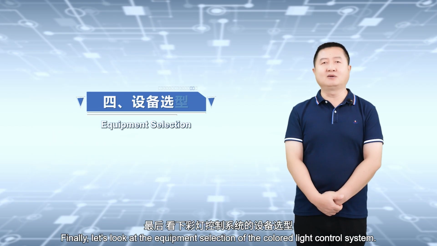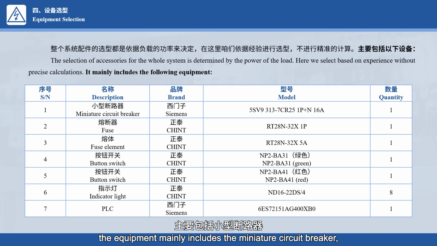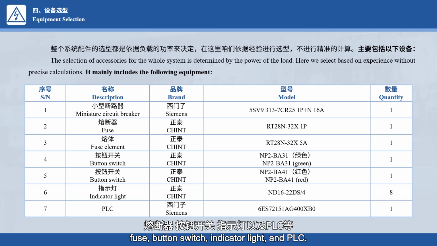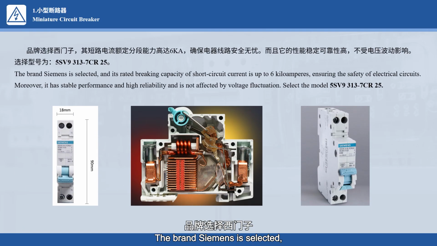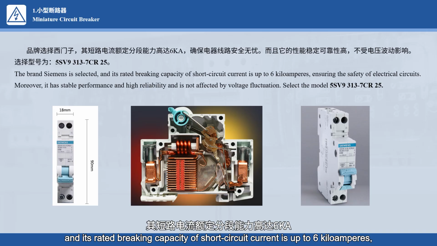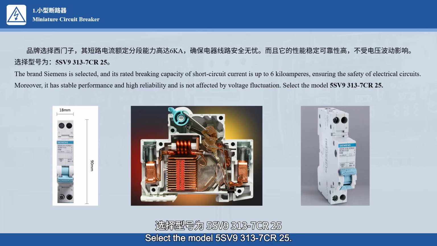Finally, let's look at the equipment selection of the colored light control system. As shown in the following table, the equipment mainly includes the miniature circuit breaker, fuse, button switch indicator light, and PLC. Next, let's select the equipment one by one. First, the miniature circuit breaker. The brand Siemens is selected, and its rated breaking capacity of short circuit current is up to 6 kiloamperes, ensuring the safety of electrical circuits. Moreover, it has stable performance and high reliability and is not affected by voltage fluctuation. Select the model 5SV9313-7CR25.